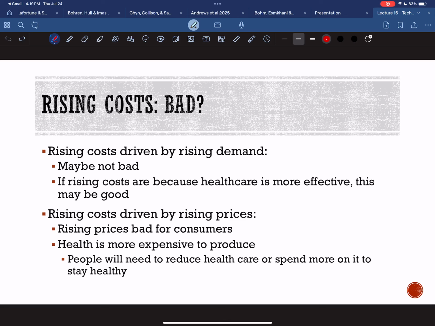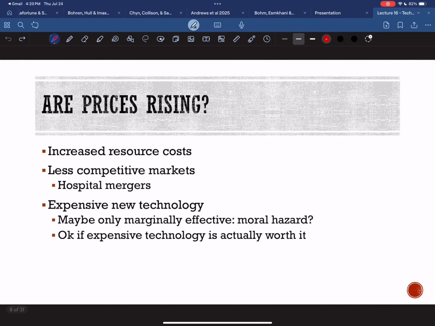Now, on the other hand, it could be that the rising costs are driven by rising prices, and rising prices are usually bad for consumers. And if we think about this through the perspective of the Grossman model, again, the price of healthcare goes up. That means health is more expensive to produce, right? It's more expensive to be healthy, which means people either need to reduce healthcare expenses or spend more on healthcare and reduce spending on other things, the home good in the Grossman model, in order to stay healthy, right? So prices rising is probably bad.